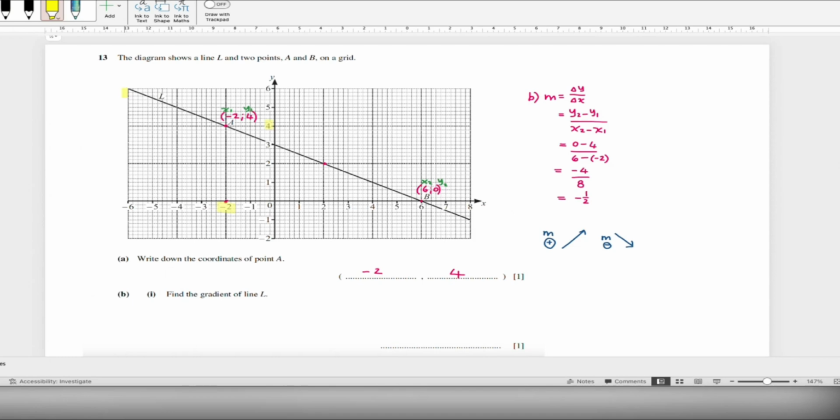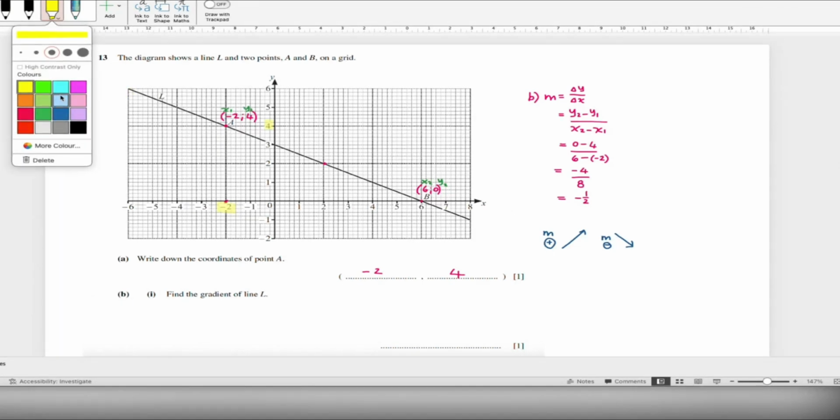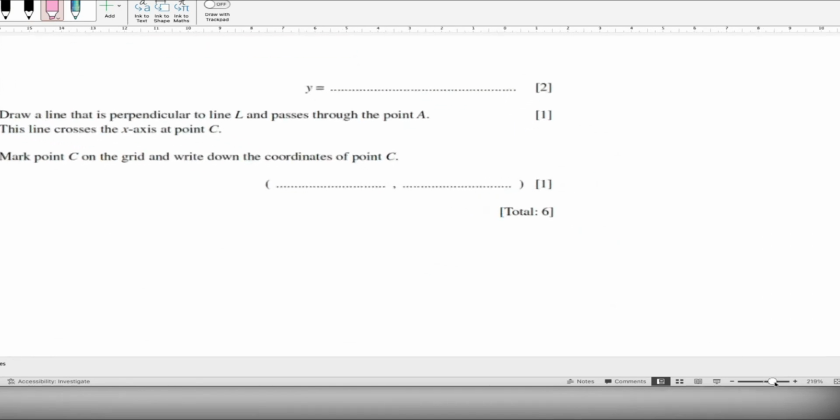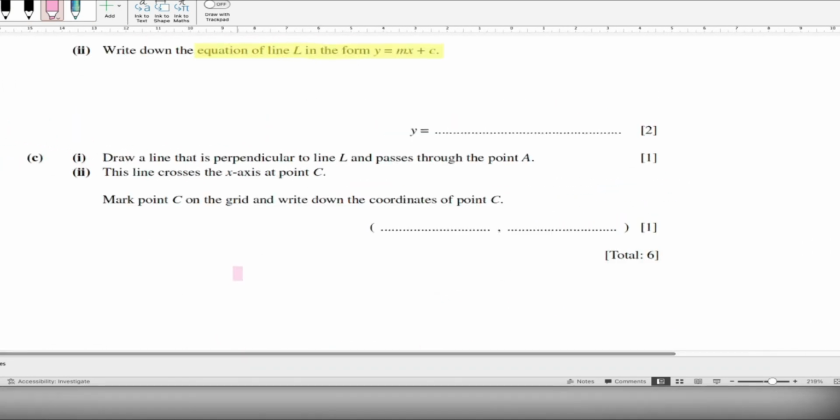Okay, so here we have line L. I'm just going to highlight it in pink. They want us to find the equation of this line. So we already know that the gradient of this line is equal to -1/2. We already have the gradient, and we have the coordinates of two different points.